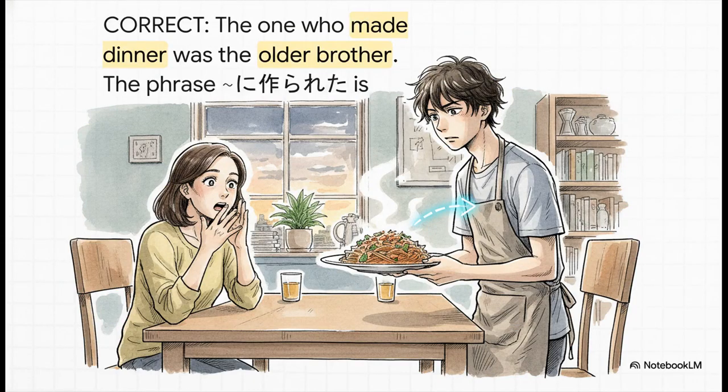A clear and obvious error. The one who actually made the dinner was the older brother. The passive phrase ni tsukurareta proves it beyond a shadow of a doubt. If you read based on assumptions, you will always be defeated. You must read based on structure.